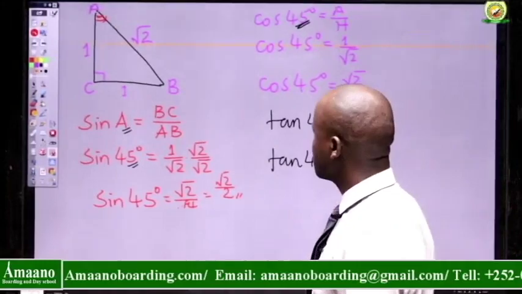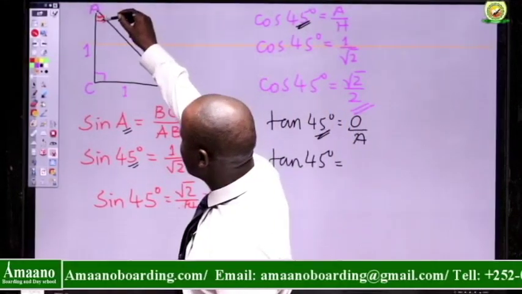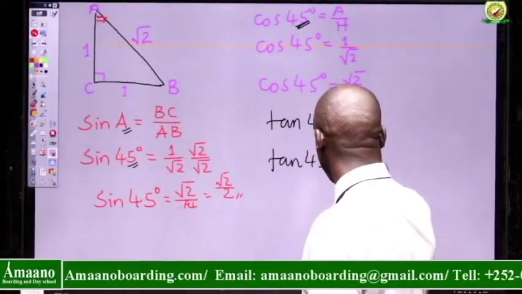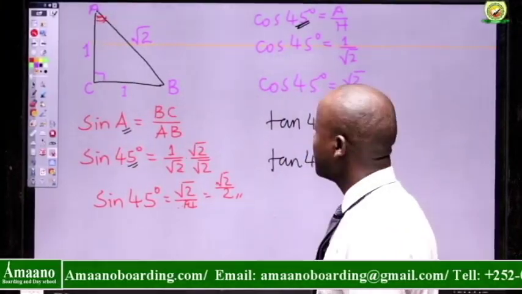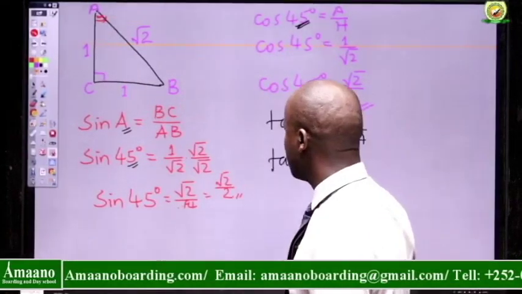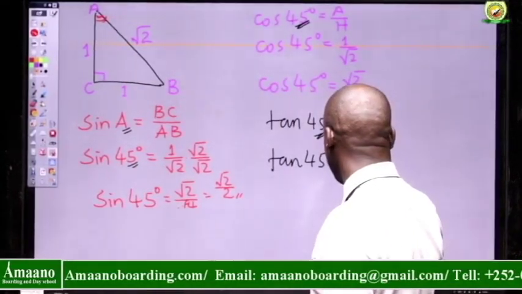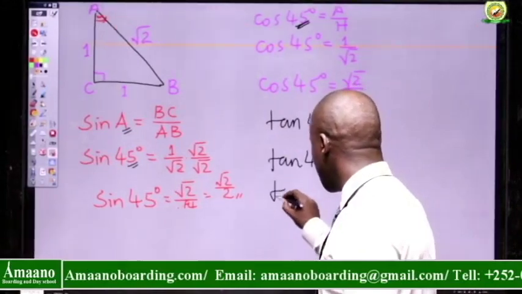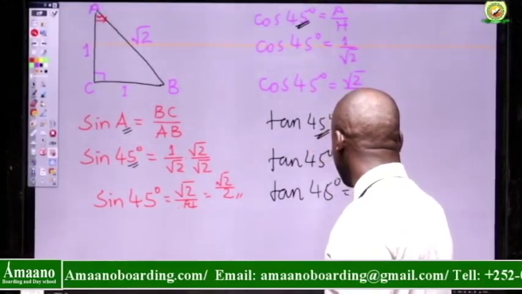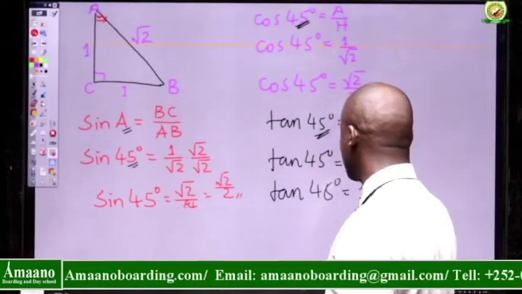So tan 45 is equal to opposite. For this angle A, the opposite side is BC or side CB, which is 1 unit, divided by, again, the adjacent for this angle, which is the side AC or side CA, which is again 1 unit. So tan 45 degrees is equal to 1.